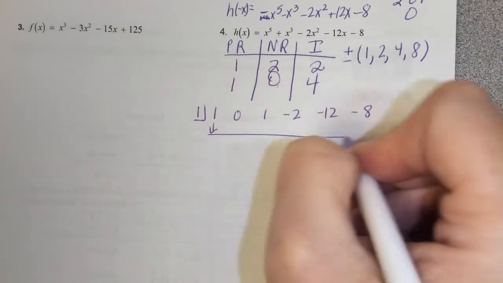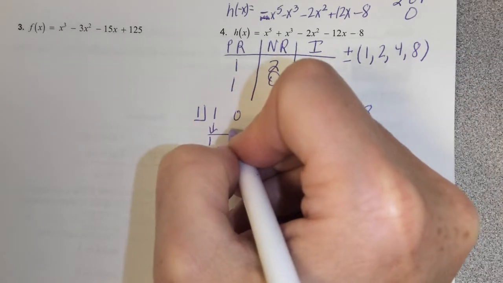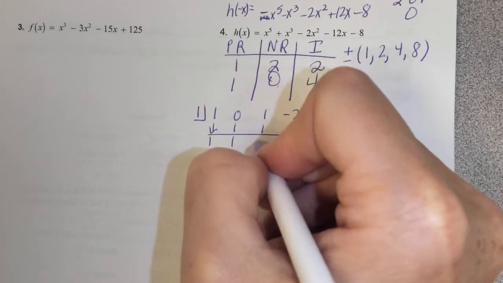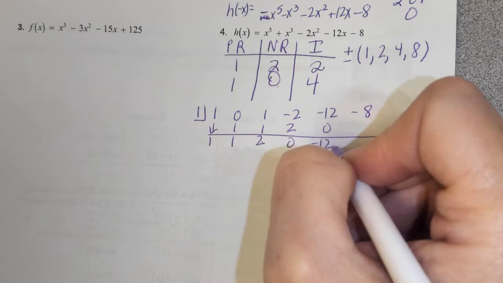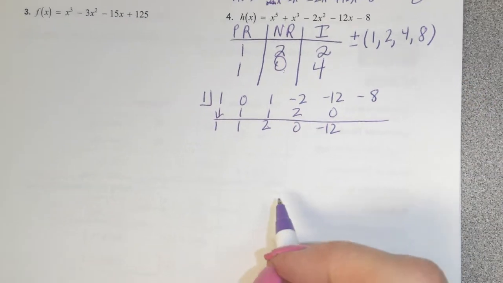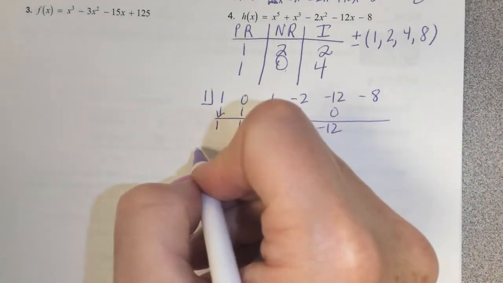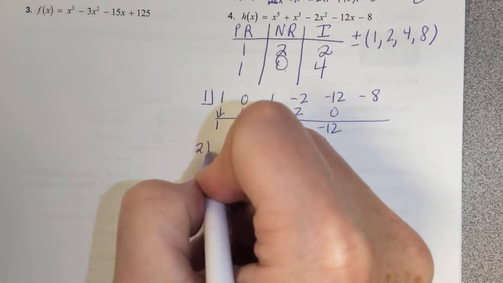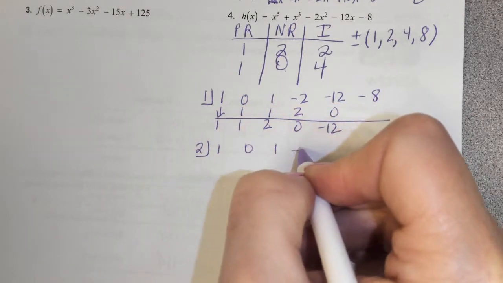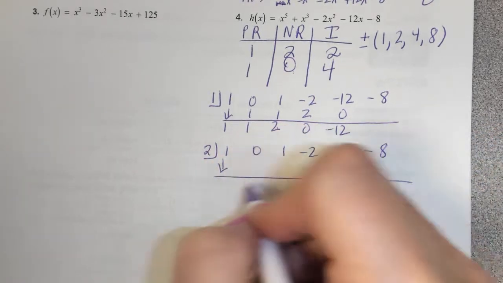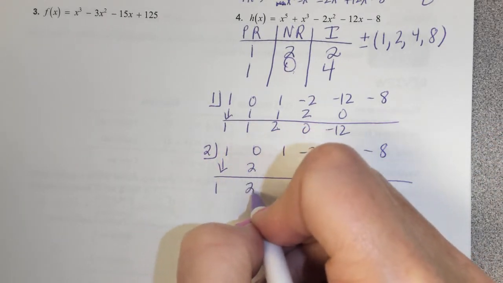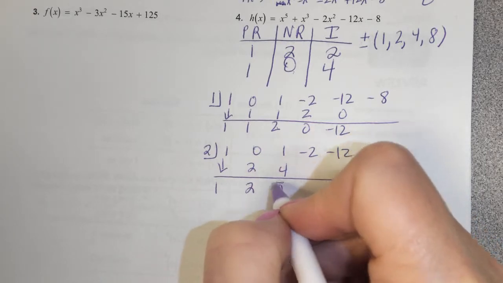I'm going to bring this down. That's 1. That's 1, 1. That's 1. That's 2. 2, 0. 0, negative 12. That's not going to work, is it? Okay, so 1 didn't work. What might I want to check now? 2. Just doing synthetic division. I bring this down. Multiply and add. Multiply and add.